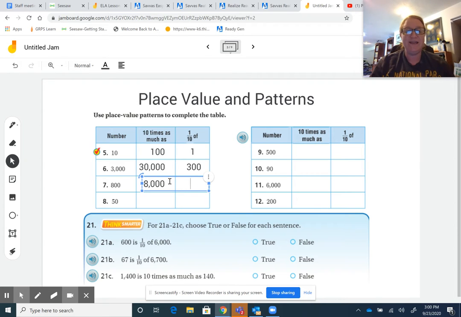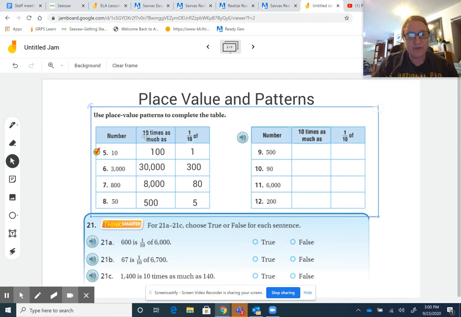There it is. 1/10 of 800 would be 80. Now, 50 is going to look very similar to 10. So when we multiplied 10 by 10, we got 100. When we multiply 50 by 10, we would get 500. Now, if we did 1/10 of 50, we would have 5. Okay, see how that pattern is going up? If we're multiplying it by 10, it's gaining a 0. If we're showing 1/10 of it, it's losing a 0. And that was true for all 4 of those.